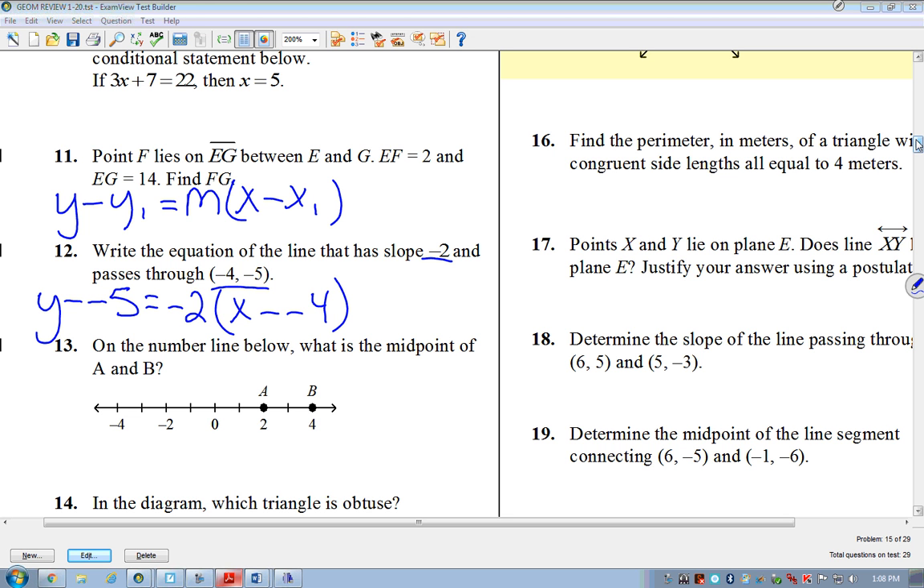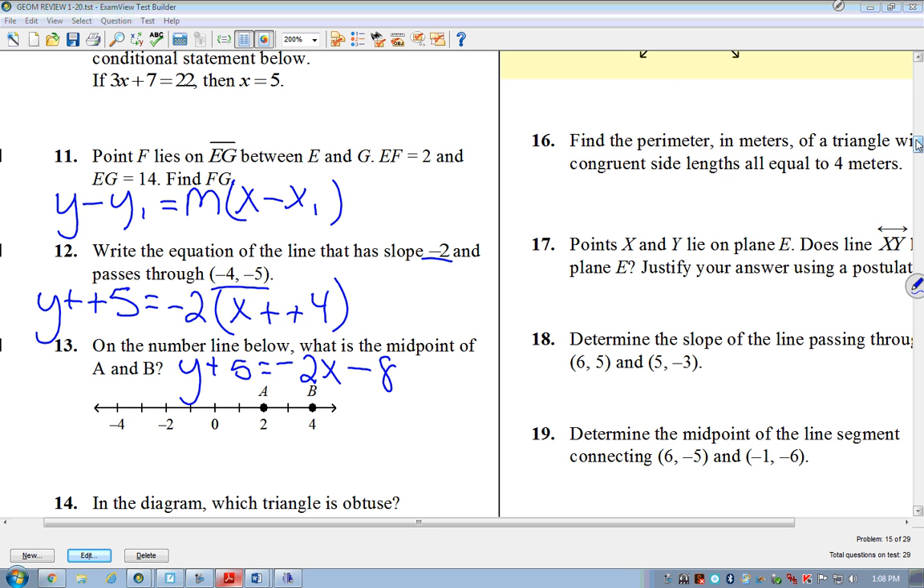So if y minus -5 equals -2 times x minus -4. Now, if you have more paper than what I have to work with, because I don't have a lot of empty space here, you would go ahead and show these as addition. Simplify that. Distribute your -2. So we should get y plus 5 equals, let's distribute that -2: -2x plus -8, or could we just write -8?